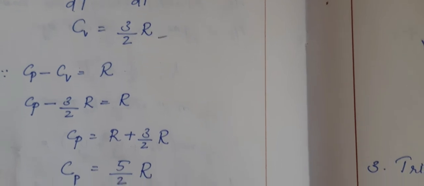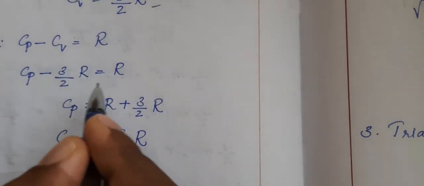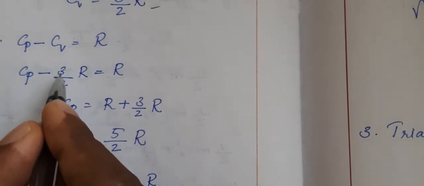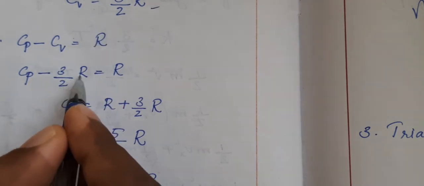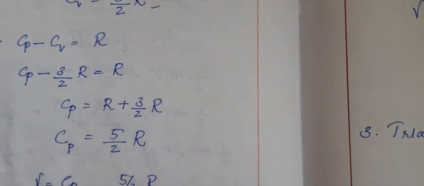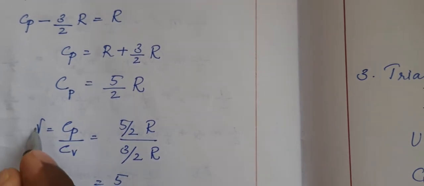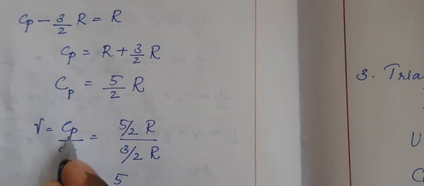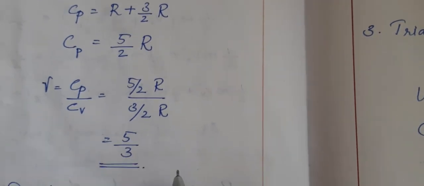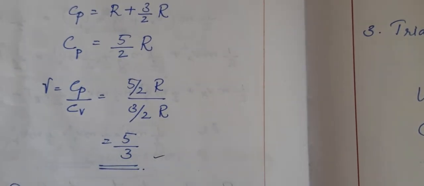And we had also one more relation, Cp minus Cv is equal to R. Cv you give as 3 by 2 R, then we get Cp is equal to 5 by 2 R. We had a term called gamma, that is the ratio of Cp and Cv, which will give you 5 by 3.